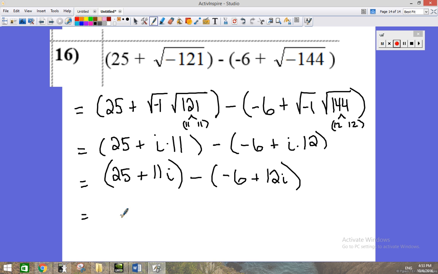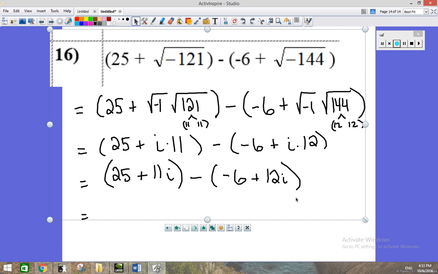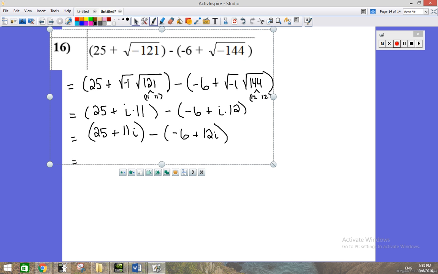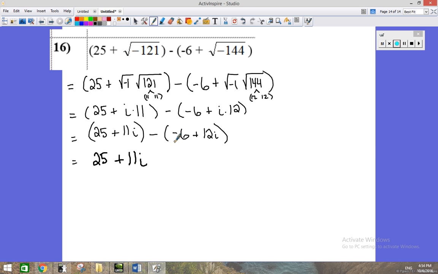Alright, so what this is asking us to do is take this first complex number and subtract away from it the second complex number. So the parentheses in the first number really don't mean anything. So I can write the 25 plus 11i. But I want to be able to subtract both terms, not just the first term, or not just my favorite term. So when I subtract a negative 6, that double negative is going to turn to positive. Well, now I'm going to subtract a positive 12i, because inside the parentheses I have to subtract each of these.